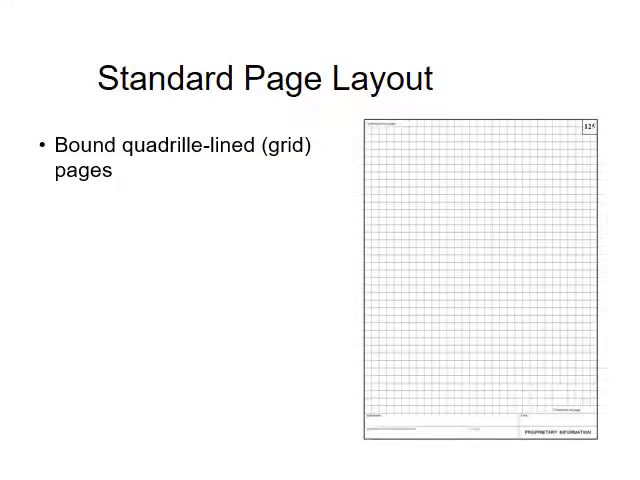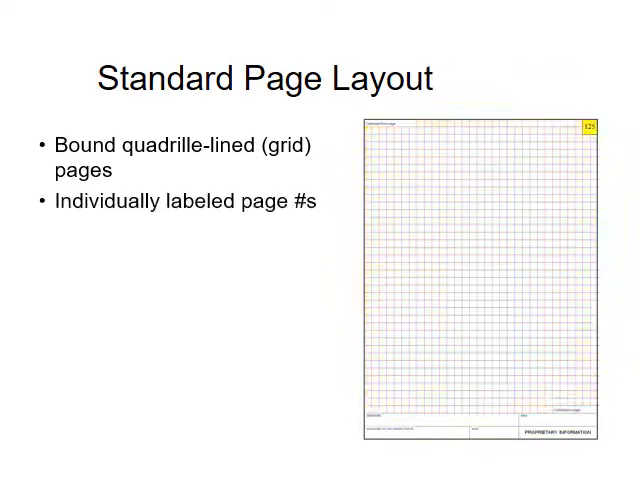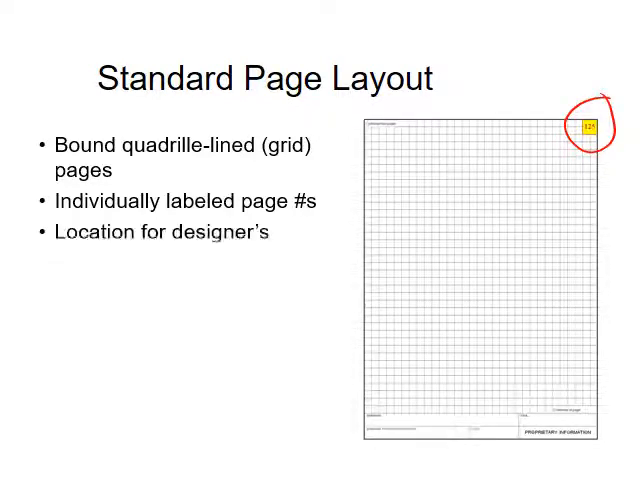Bound, quadrille, lined, grid pages. That just means graph paper, fancy way to say it. Our engineering notebook is going to be graph paper. You're going to see individual pages labeled. So you'll see up here that every page is going to be numbered.